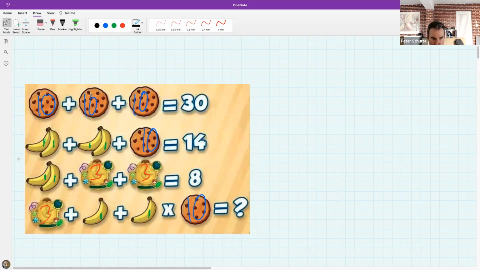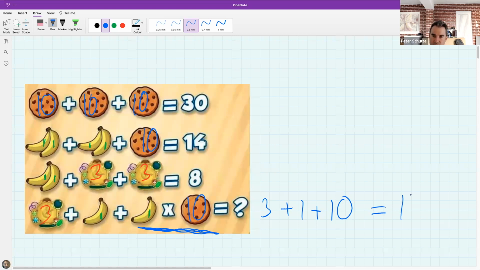So now the question is, what is the final answer going to be? Now, the problem is there's a thing called BODMAS or PEMDAS that tells us what you need to do first. And according to BODMAS, you need to do multiplication before you do addition. So the way this number expression would read, it would be 3 plus 1 plus 10. And so the answer will be 14.